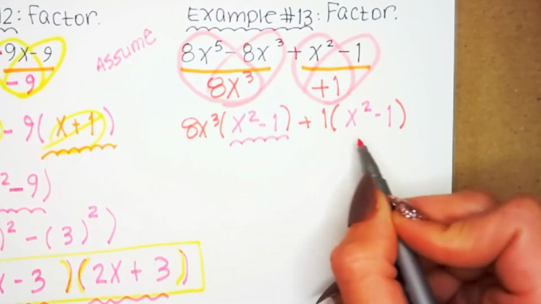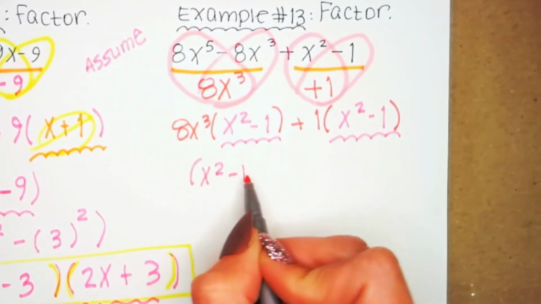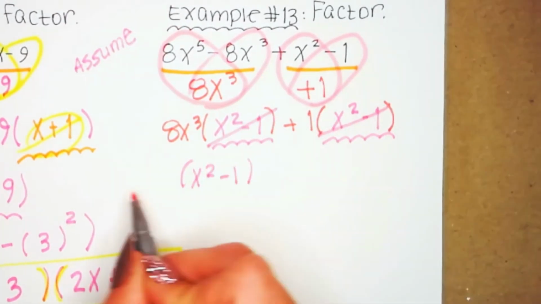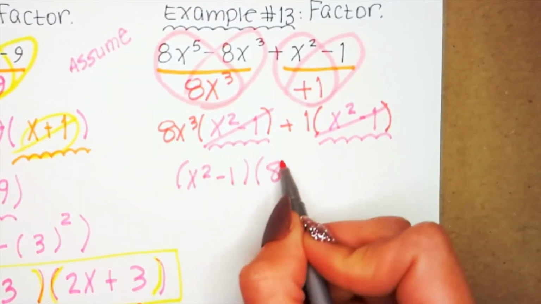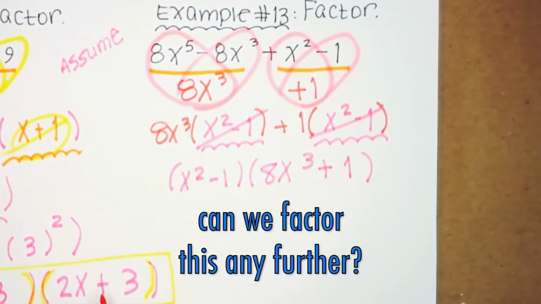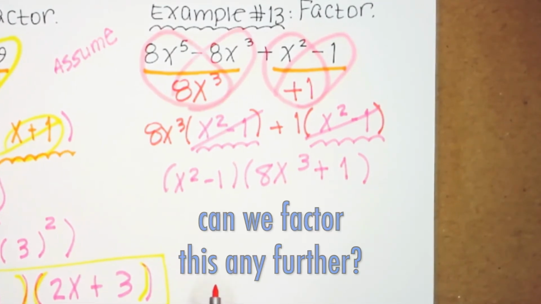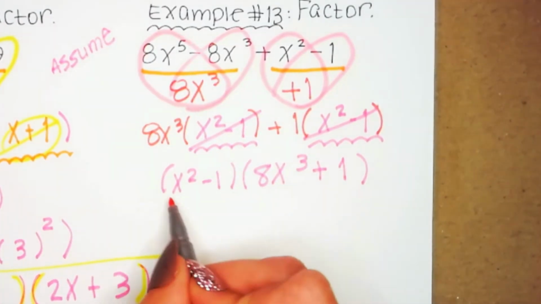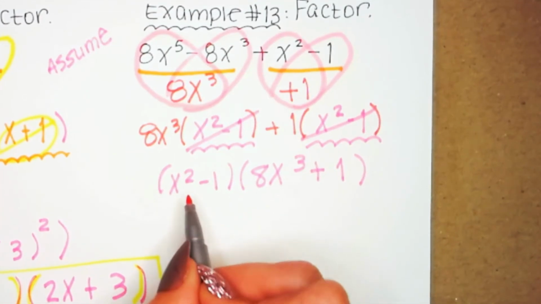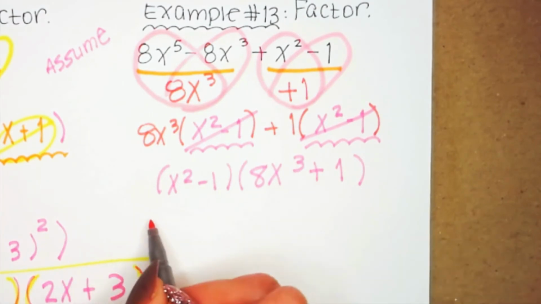Now we have our super greatest common factor. X squared minus 1 comes out front. What's left inside? 8x to the third plus 1. Can I take this problem further? You betcha. This right here is the difference of 2 squares. This right here is the sum of 2 cubes.